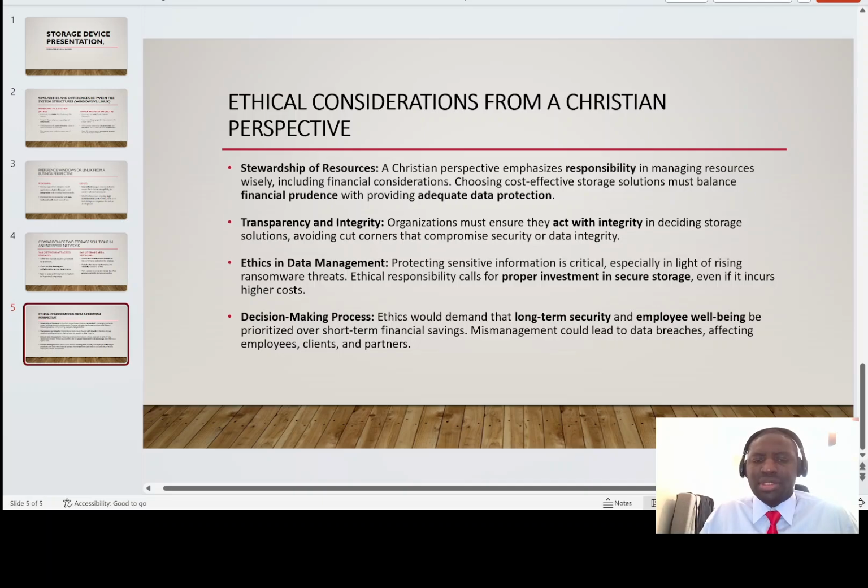In the decision-making process, ethics would demand that long-term security and employees' well-being be prioritized over short-term financial savings. Mismanagement could lead to a data breach, affecting employees, clients, and partners.